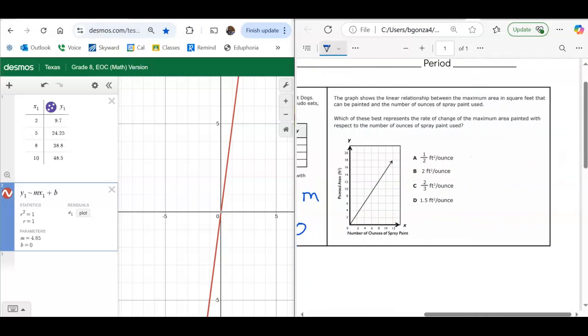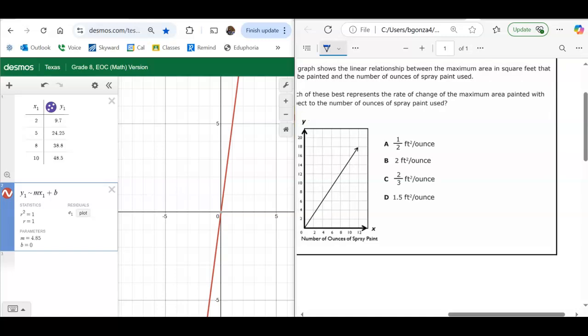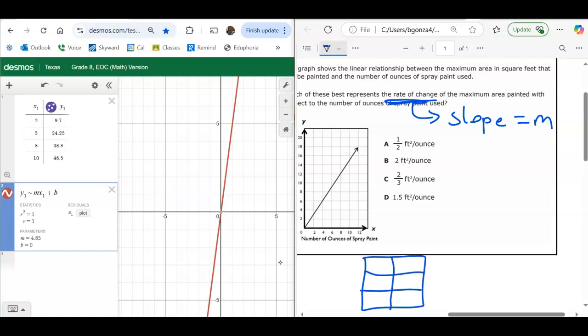Now, what about the next one? What if there is no table, but there's a graph? Did you know that a graph has points, and points make a table? You can take this graph and make your own table. You only need 2 points. How many points do you need? 2 points, right? So we're going to make our own little table here. Ready? Once again, rate of change means slope. Slope is m. Making a little table down here with 2 points.